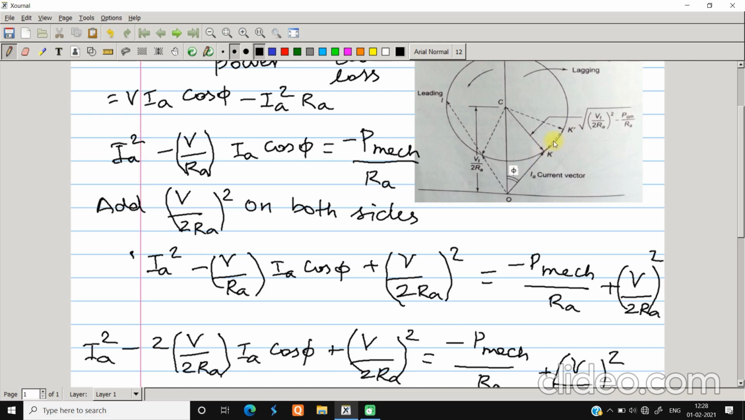The power developed will be increased. So this locus of the current vector will be following a circle.